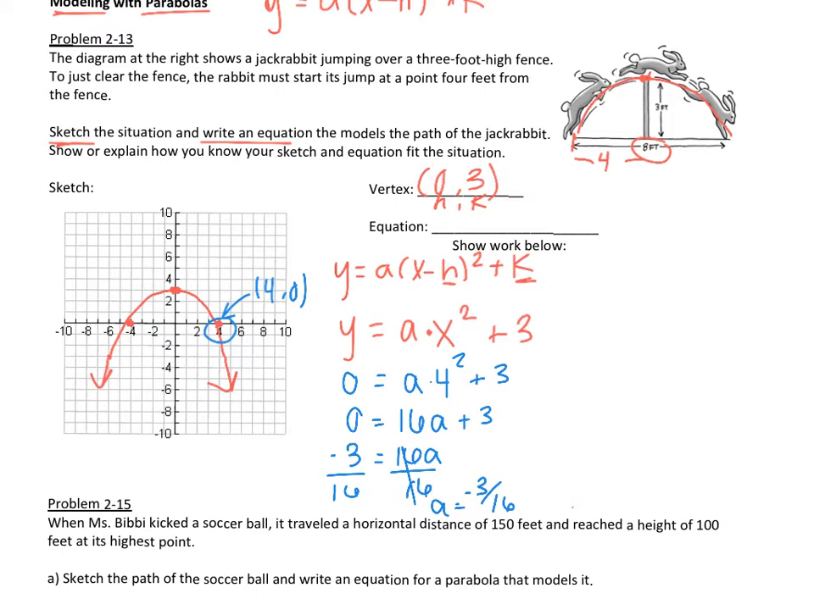So in the end, this is what we started with when we plugged in our vertex of 0, 3. And then we just needed to figure out what that a was. We pick an ordered pair on our actual parabola to replace x and y with, and then we get a by itself. So now we have our final equation, which is y equals -3/16 times x squared plus 3. So this is that equation for this exact parabola.